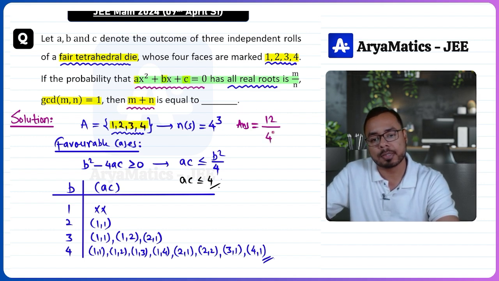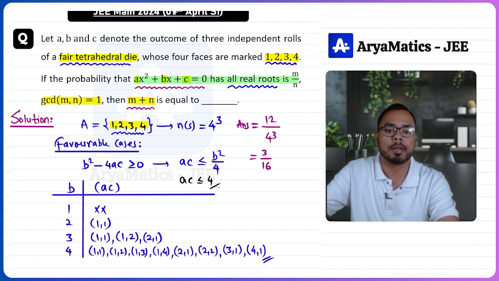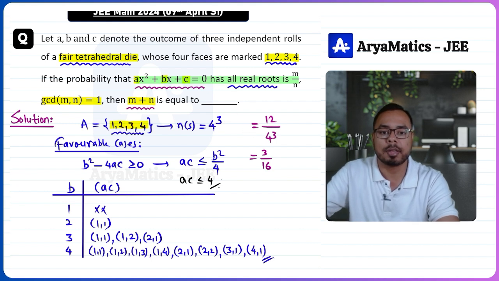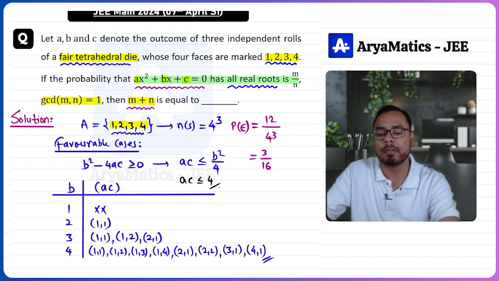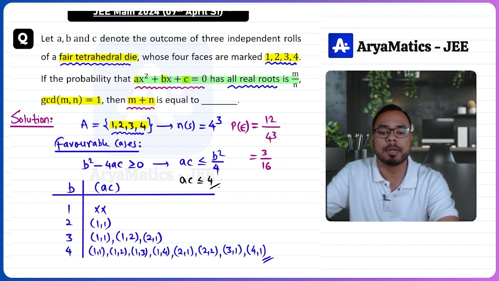And the total number of cases is 4 raised to 3. You can cancel one 4 from here, so this becomes 3 by 16. This will be the probability. This is not the final answer. Let us say E is the event that we have all real roots, so this is the probability of E. And clearly you can see that there is no common factor between these two numbers.